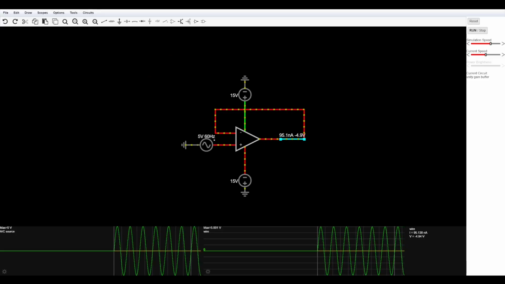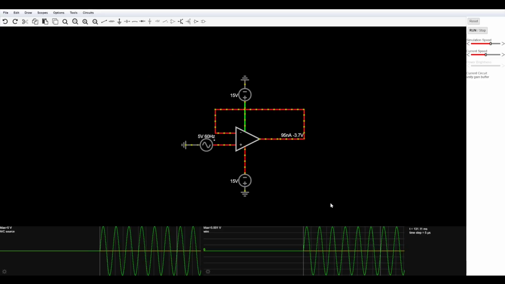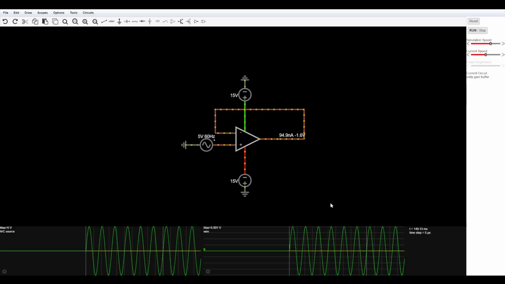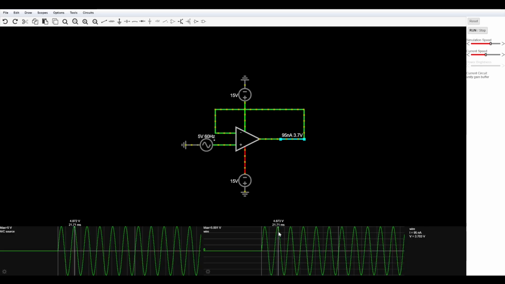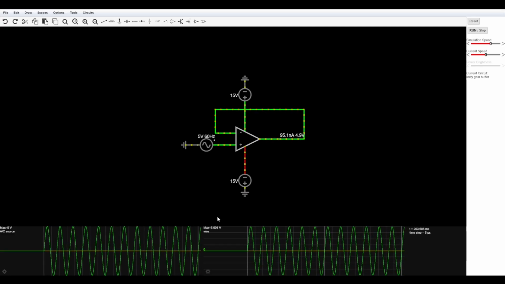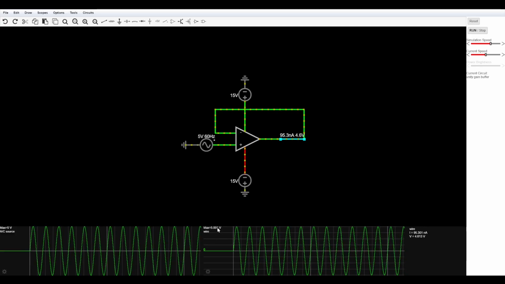Now moving on to Falstad, basically the same idea here. Hertz is a little bit different, but 5 volts, 60 hertz. On the left, we have the source. On the right, we have the output. Basically the exact same numbers.